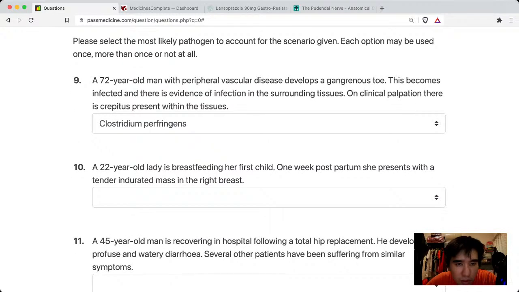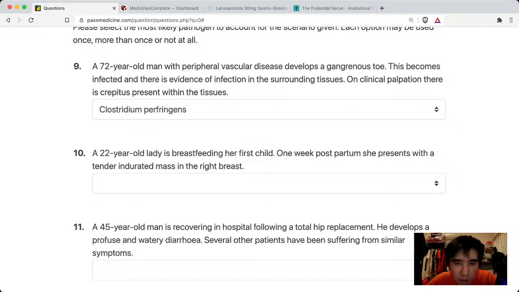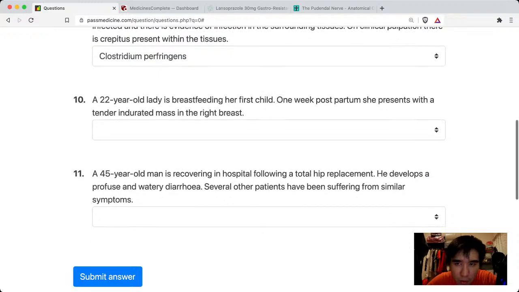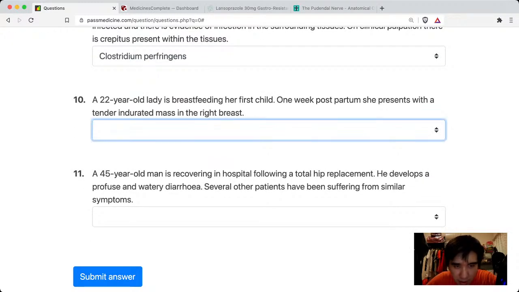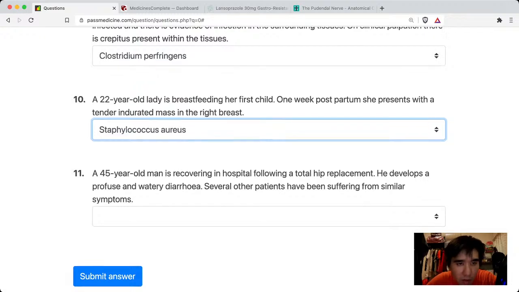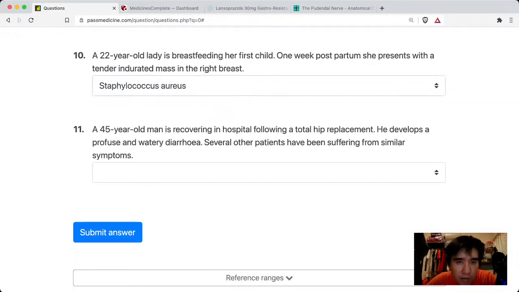A 22-year-old lady is breastfeeding her first child. One week postpartum, she presents with a tender indurated mass in the right breast. So during breastfeeding, one week after giving birth, tender indurated, most likely mastitis. What's the most common cause of mastitis? Staphylococcus aureus.